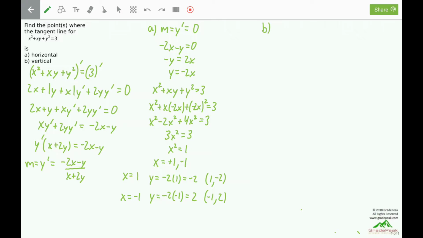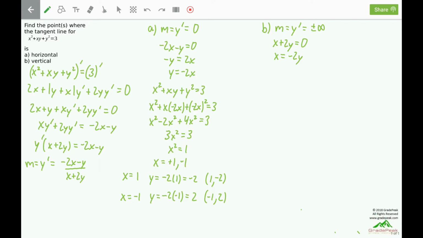Now let's find where the tangent line is vertical. A vertical line has a slope for the tangent line, or the derivative, that will be a positive or negative infinity. This is found by taking the derivative and having the denominator be equal to 0 down here. So we're going to take that denominator, x plus 2y, and set it equal to 0, which leads to the relation that x equals negative 2y.